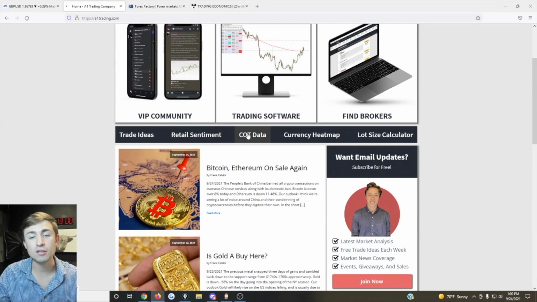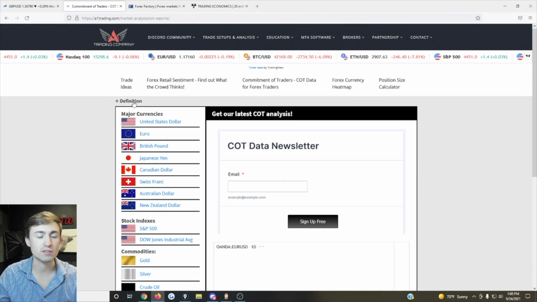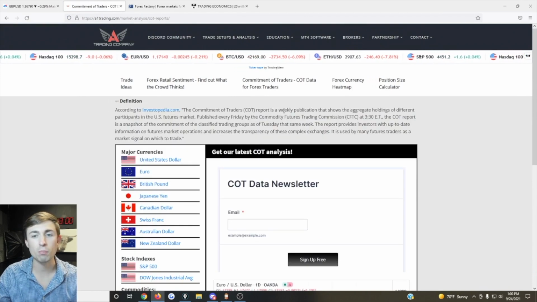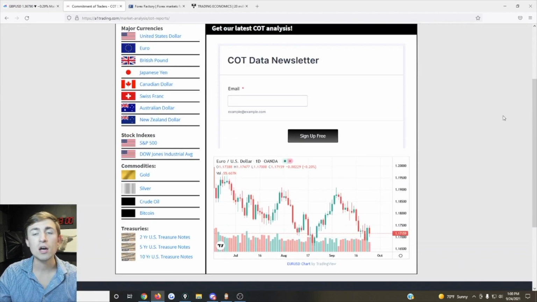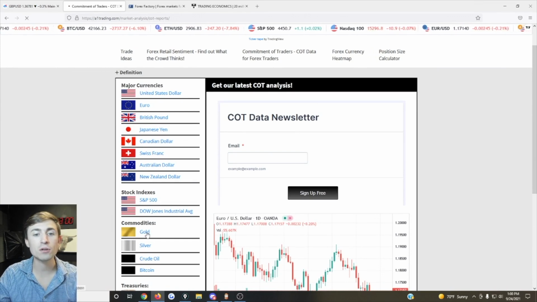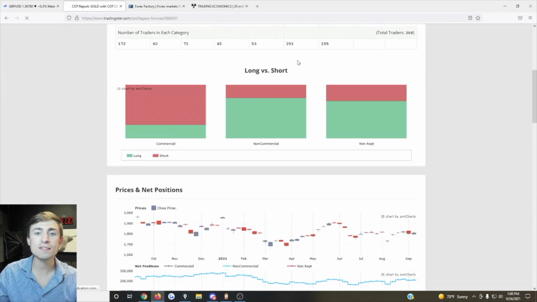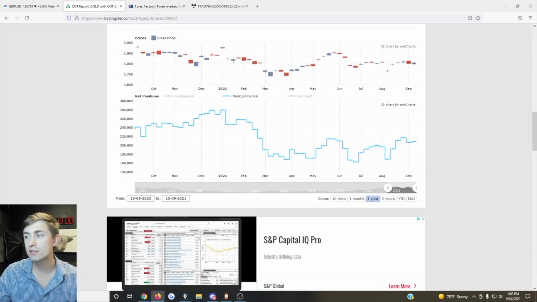Here is the COT data, for example. We can take a look at this. If you're not familiar with COT, it is the Commitment of Traders report, and it's a weekly publication that shows the aggregate holdings of different participants in the US futures market. Now that's a lot of words, but what it really means is basically it will show us what institutional traders are doing in markets. So for example, we could go take a look at gold here and see the latest data. If we scroll down and take a look at the non-commercial data, you can see, bam, we've got a slow increase in the demand of gold over the last several weeks.